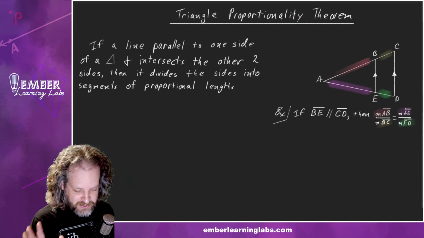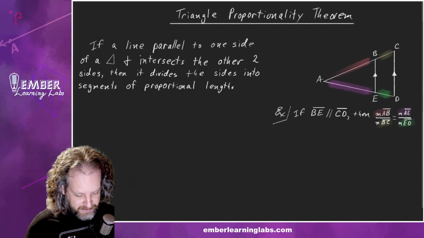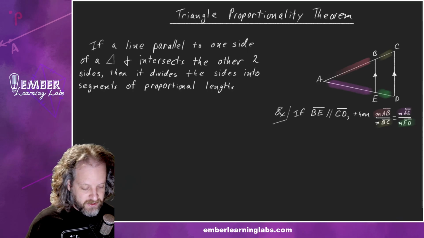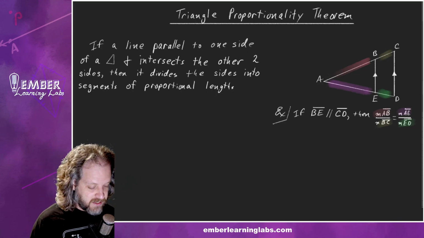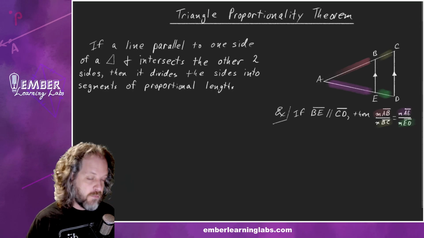We shall see. So our first theorem we're going to talk about is the triangle proportionality theorem. If a line is parallel to one side of a triangle and intersects the other two sides, then it divides the sides into segments of proportional length.